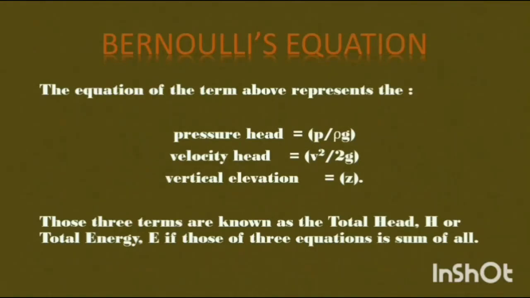And the terms of the equation are the pressure head, P per rho g, where P is the fluid static pressure at the cross section, rho is the density of the flowing fluid, and g is the acceleration due to gravity.